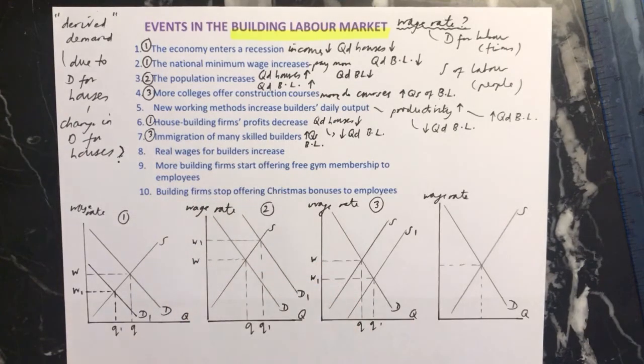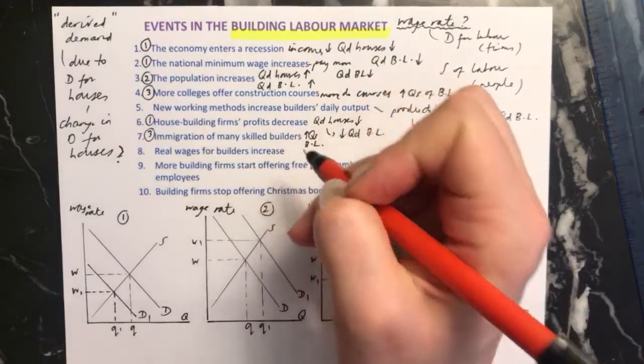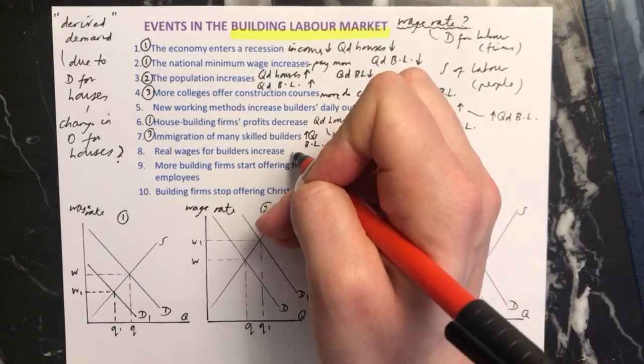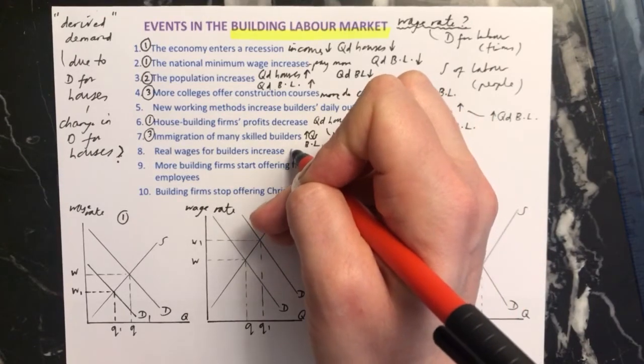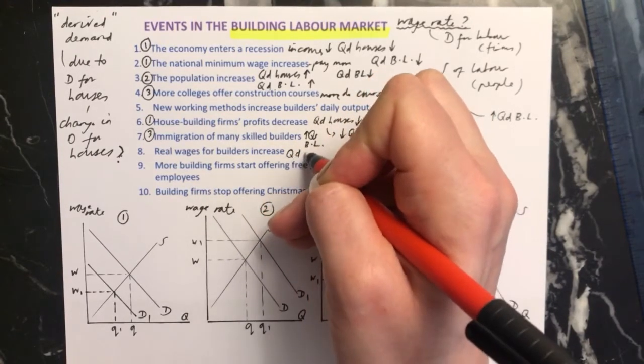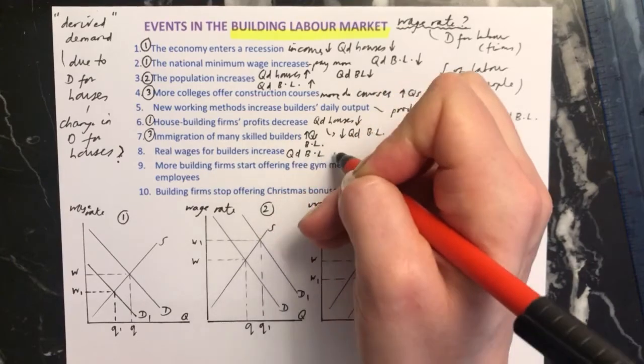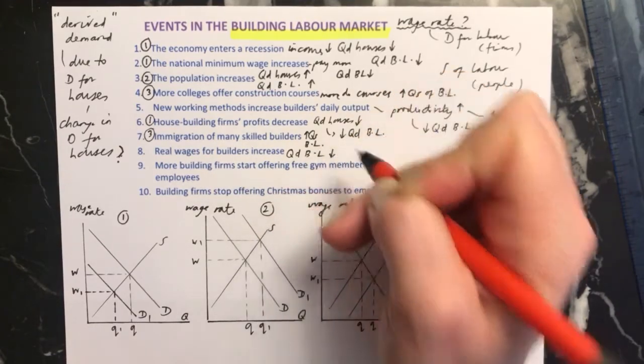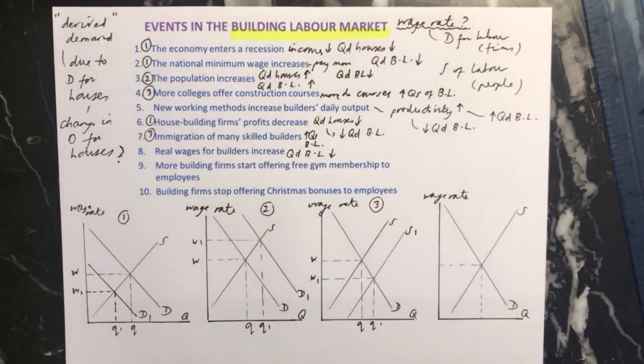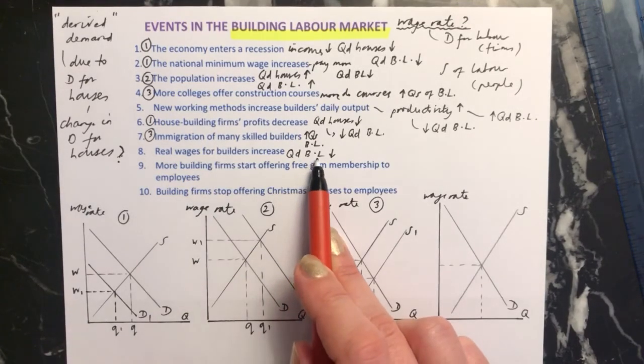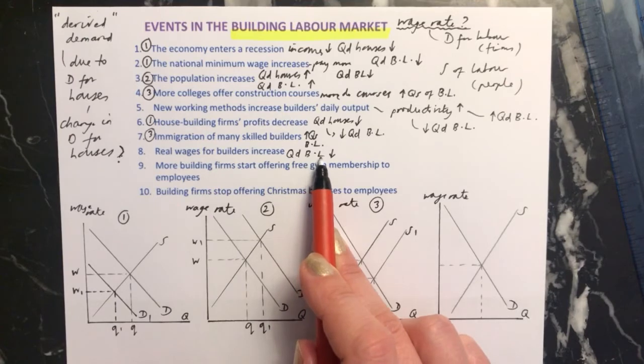The next one, real wages for builders increase. This is saying that you are paying builders more, and if the amount that you're paying builders goes up, then businesses will demand less of that labour. So the building companies will demand less of the labour. So the quantity demanded for building labour will go down. And you could look on the diagram, you could either show a shift in demand. Overall, they'll demand less labour because they have to pay more.